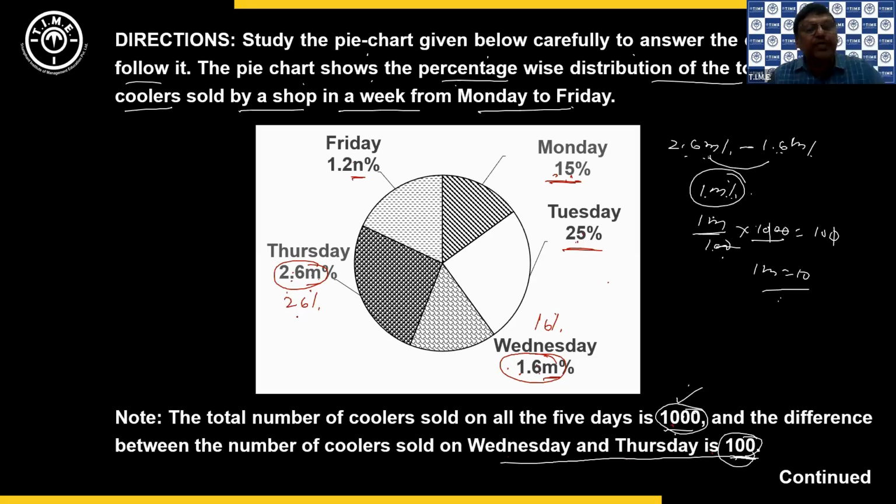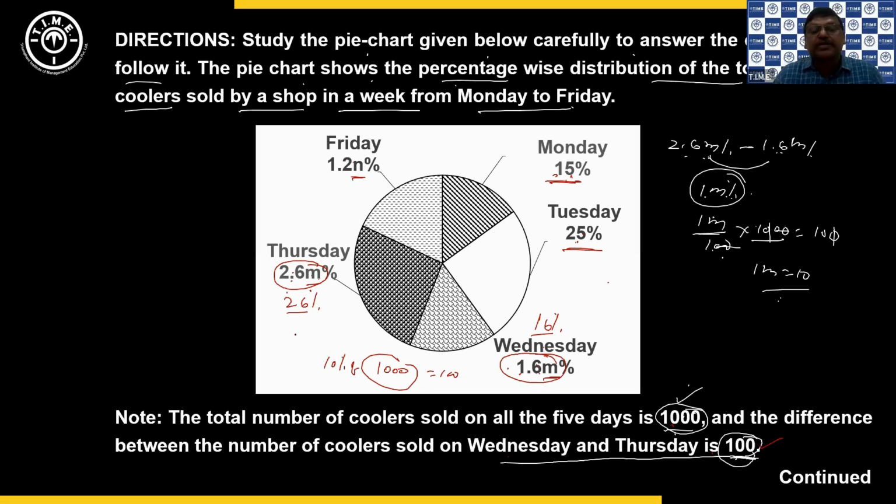Now again you can confirm it. 26%, 16%, the difference is 10%. 10% of the total, which is 1000. 10% of 1000 is 100 or not, students? The difference is 100, you said. Is it tallying or not?